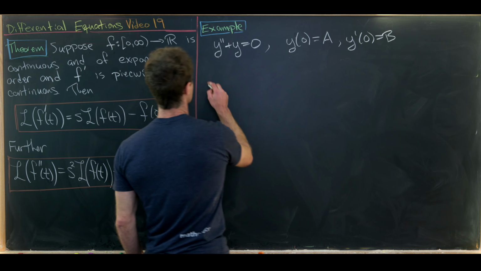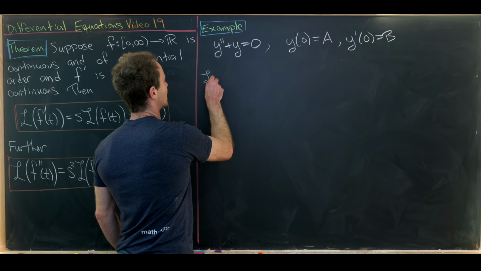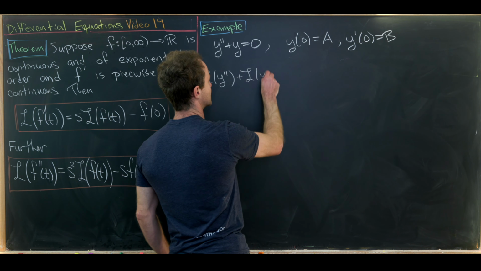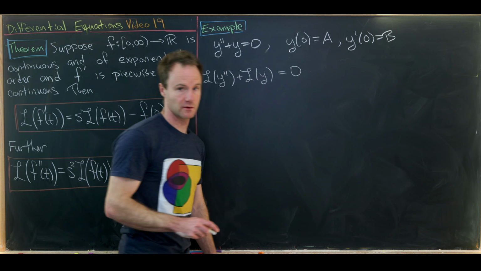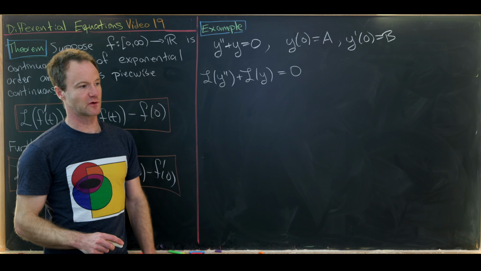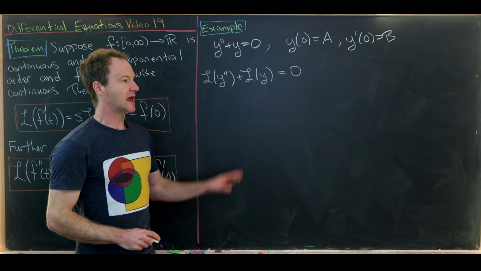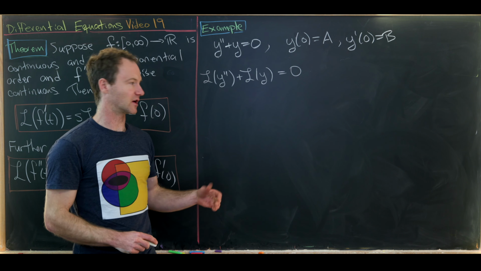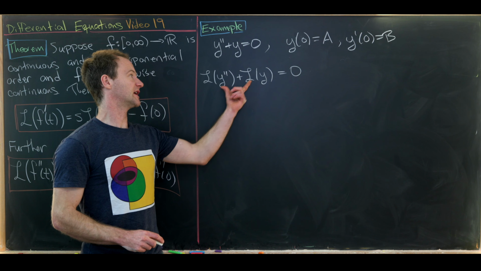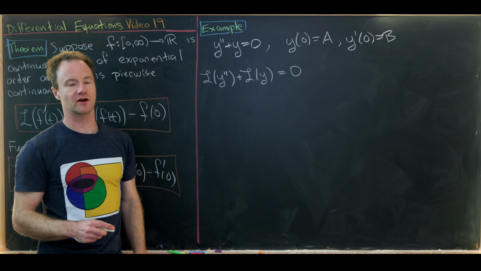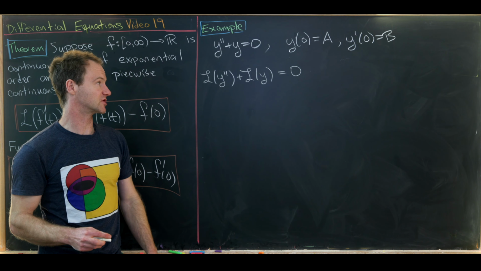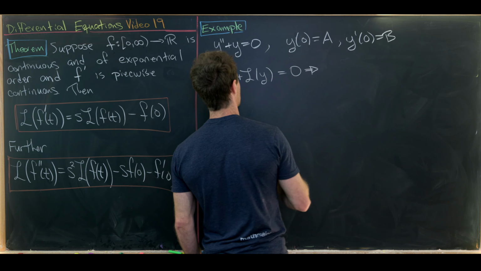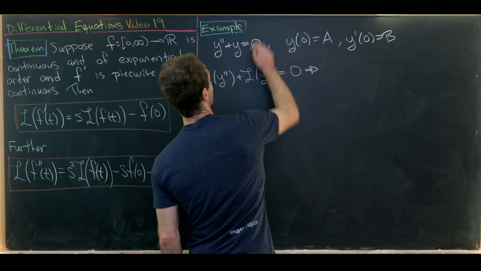We'll apply the Laplace transform to both sides. That leaves me with the Laplace transform of y double prime plus the Laplace transform of y equals 0. Again, the Laplace transform is a linear transformation. Any linear transformation applied to 0 gives us 0 from linear algebra class. And then we can split it up from addition, again, from linear algebra class. That's the definition of a linear transformation. Okay. So now we can apply the rules that we have over here.